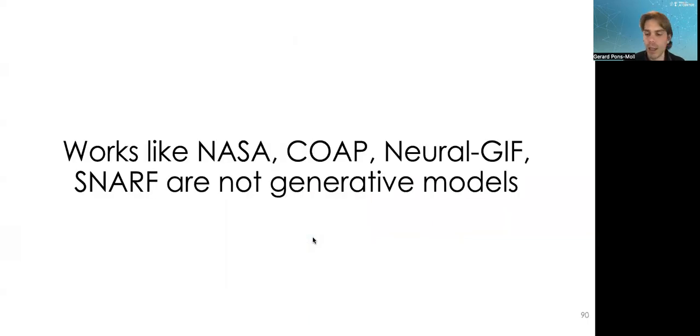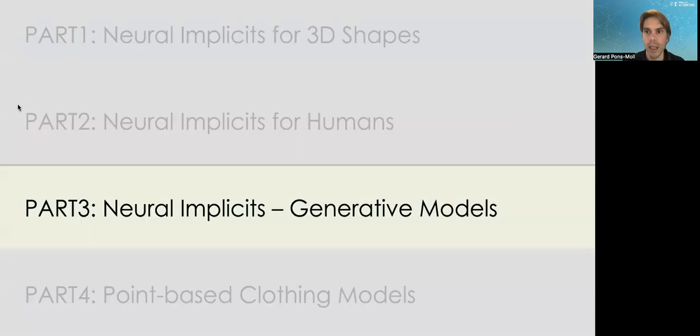All right, this brings me to the final part of part 2. All these models that we've seen until now are not generative models. And now in part 3, we will see how to make these models generative. I need the ability to, for example, sample a latent code and generate a full 3D shape model that's an implicit surface. This is what we'll see in part 3.